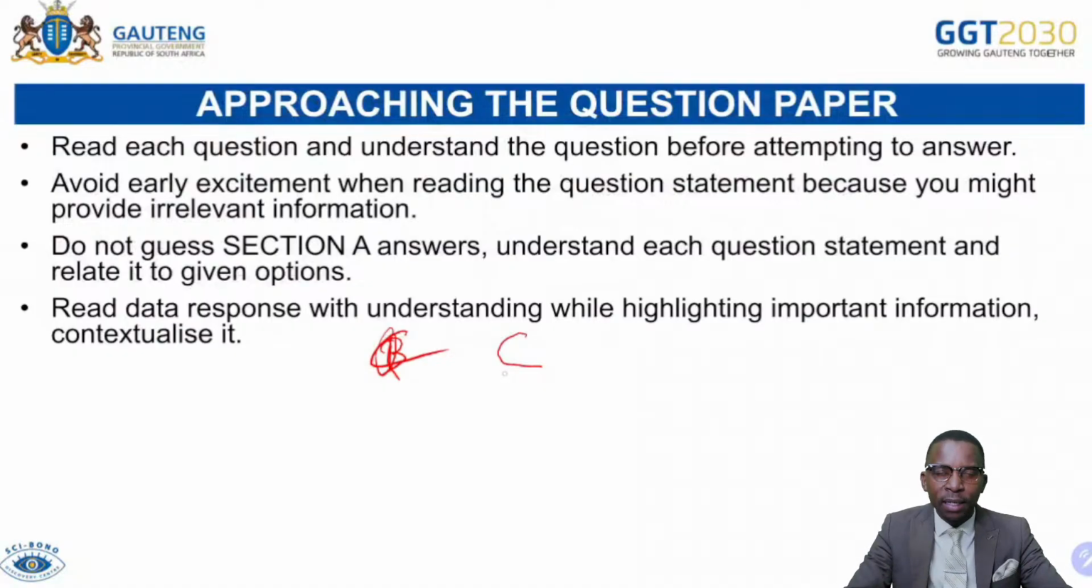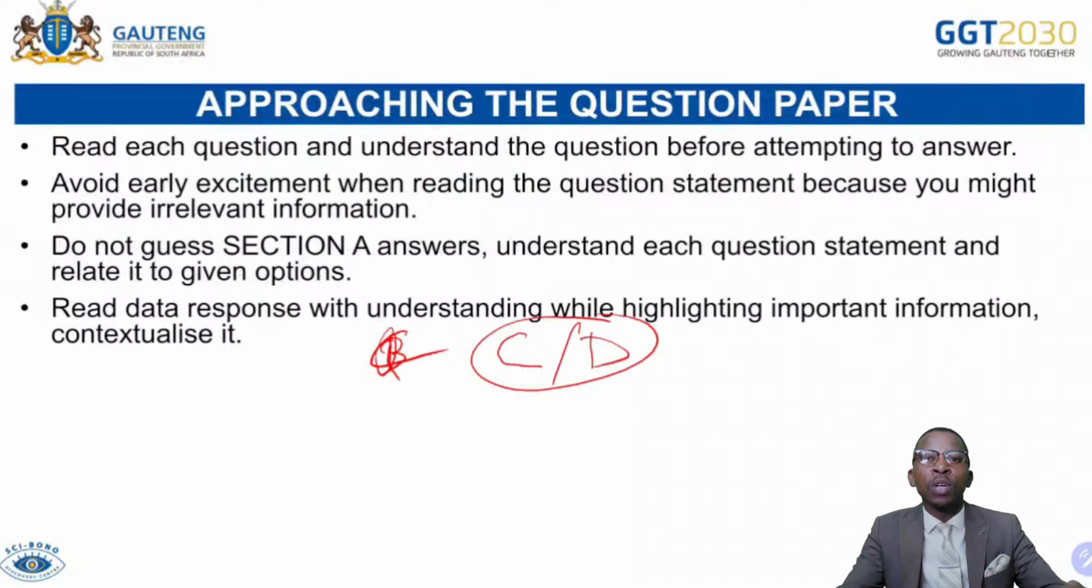If the answer is C, give C. If the answer is D, give D. Do not say C/D. This thing won't be marked, because now we are also giving back options that we're giving to you. So read data response with understanding while highlighting important information.